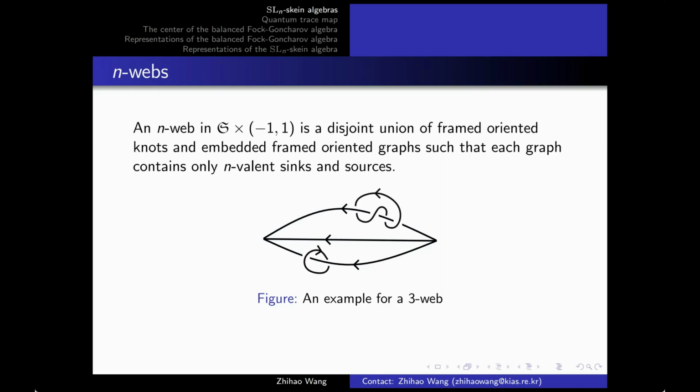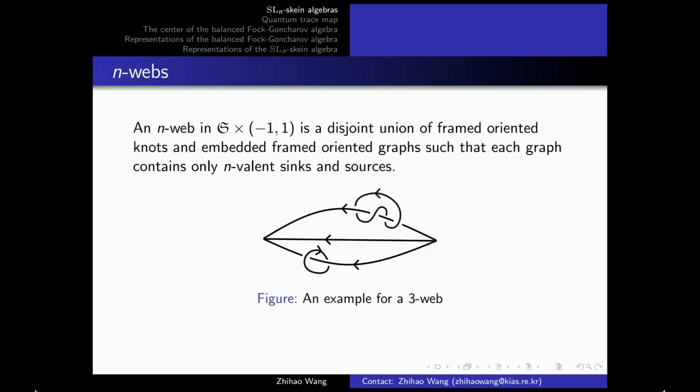Another component is the oriented graph. But this graph is very special. It only contains n-valent vertices, which just means for every vertex, there are n edges connecting to this vertex. And also every vertex is a sink or a source. It just means for every vertex, all the edges are coming to this vertex, or all the edges are leaving this vertex. And this is the definition of the n-web.